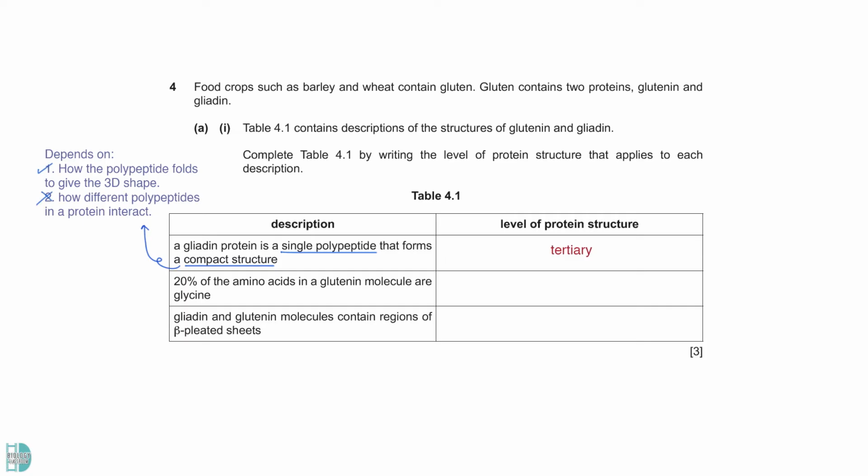The second statement gives information about the amino acids in the protein. So, this is the primary structure, the sequence of amino acids in a polypeptide. The last statement mentioned beta-pleated sheets. It is related to secondary structure.